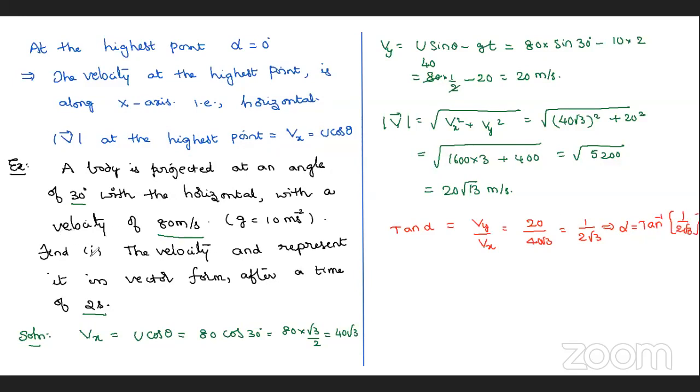And already Amog put the answer for this. Vector form. Yeah, correct. Vector form: V bar equals Vx i cap plus Vy j cap. So Vx is how much? 40 root 3. Yes. 40 root 3 i cap plus Vy is 20 j cap. Okay, good. I think majority of you got the answers. Okay, no problem.